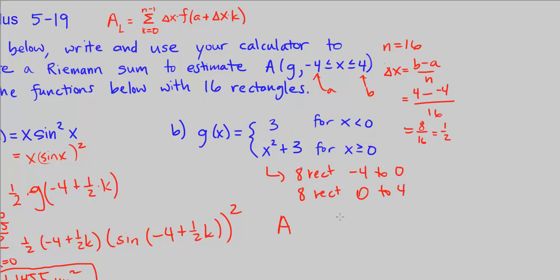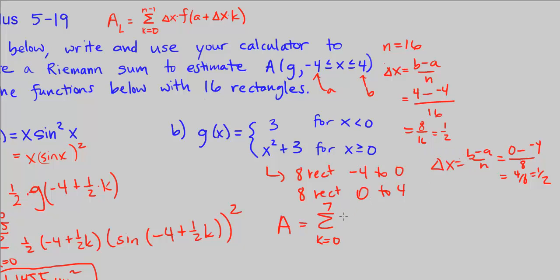So then the area under g of x is just going to be sigma for k equal to 0, and instead of n being 16, n is going to be 8. So n minus 1 is 7, and delta x is still going to be half, but we could calculate that. Delta x is b minus a over n, but now we're going from -4 to 0, so it's 0 minus -4 over 8, which is still 4 over 8 or 1/2. So delta x is still the same. 4 minus 0 over 8 is also going to give us the same delta x.